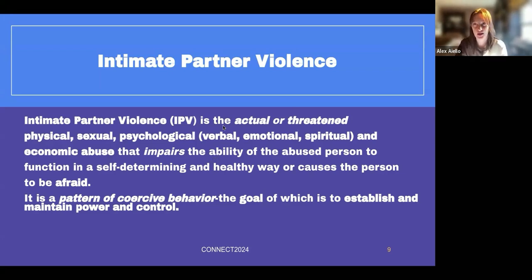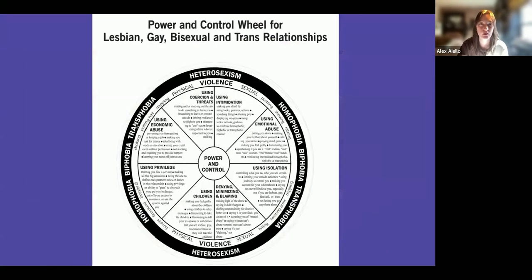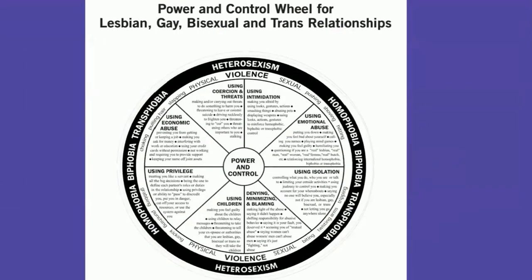But basically, intimate partner violence is really about an imbalance of power. It's a pattern of coercive behavior in which one person is trying to establish and maintain power and control over their partner. Because it's really focused on power and control, we often see a power and control wheel here. And this power and control wheel is specifically for gay, lesbian, bisexual, and trans relationships, because the outer layer of the circle is about systems of oppression that can fuel intimate partner violence.